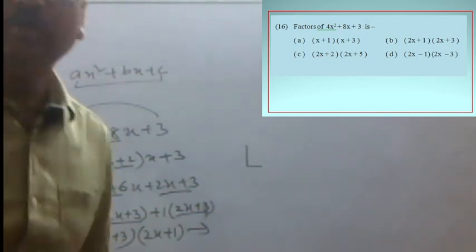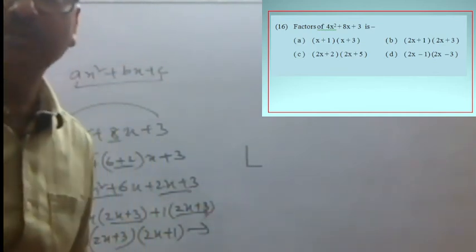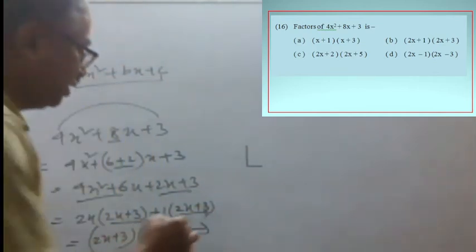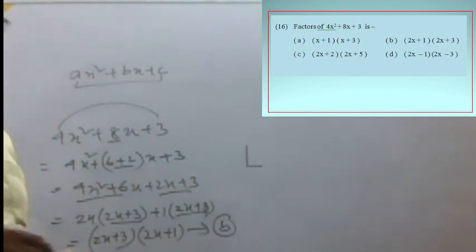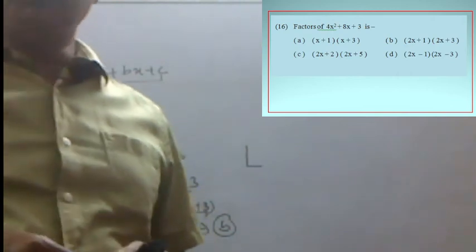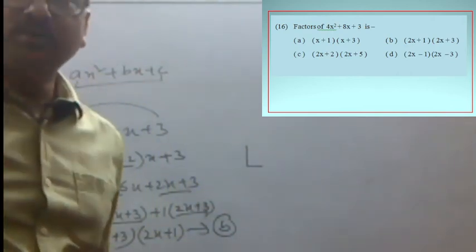So our options are 2x plus 1 and 2x plus 3, so option B is the correct option. Here, since product is commutative, we can write it in any form. So option B is the correct option: 2x plus 1 into 2x plus 3.